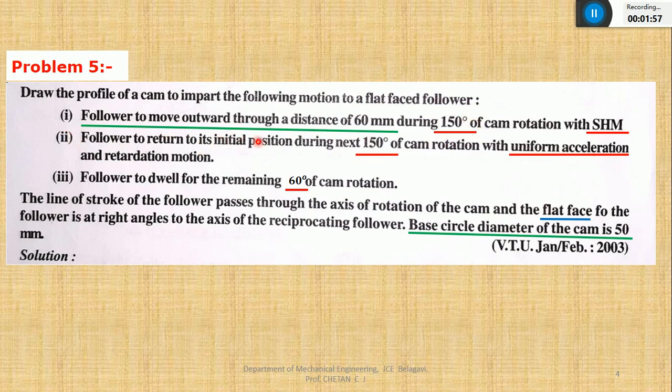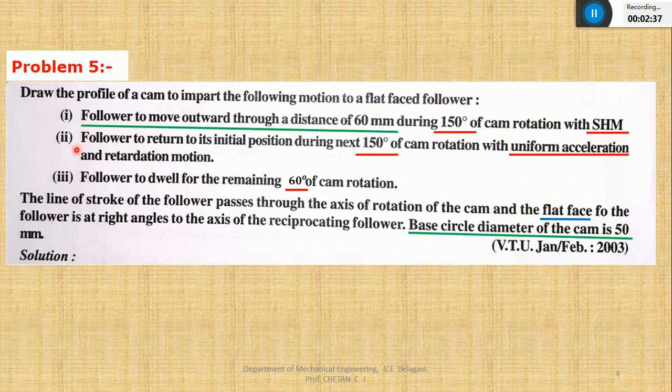Also they are mentioned the stroke length of the follower. First condition, follower to move outward through a distance of 60 mm. It means the maximum distance that is traveled by the follower is 60 mm. That is, stroke length of the follower is 60. During 150 degree of cam rotation, it means the follower is moving outward. This angle is the outstroke angle, theta O. Outstroke angle is 150 with a simple harmonic motion. Also, it is mentioned the type of follower motion is simple harmonic motion with respect to the outward stroke.